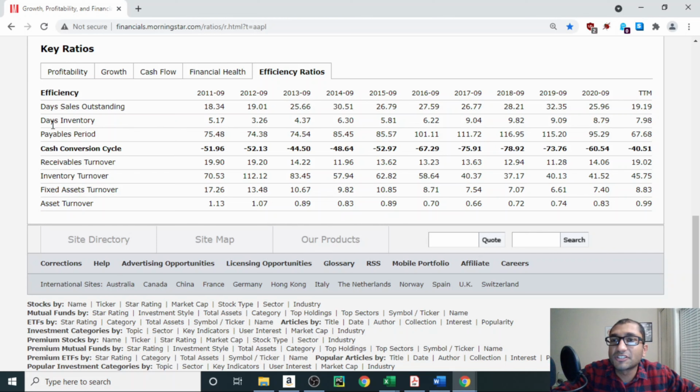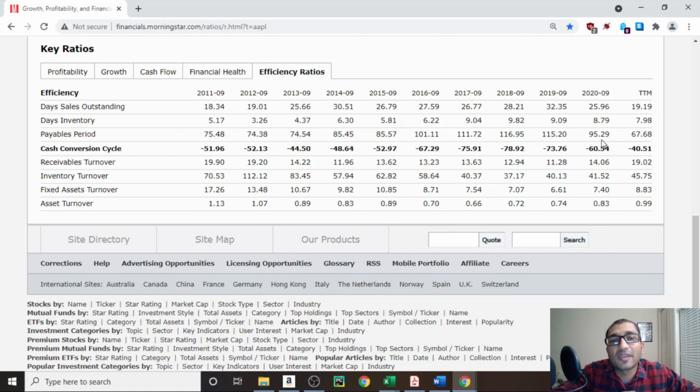Next is the days inventory. This number gives an idea of how many days Apple's product sits in its inventory before it's sold. Back in 2011, Apple's days inventory was about 5.17 days, and for the year 2020, it's about 8.79 days. Next is the payables period. This number gives an idea of how many days Apple takes to pay its suppliers. Back in 2011, Apple took about 75 days to pay its suppliers, and for the year 2020, it took about 95 days to pay its suppliers.